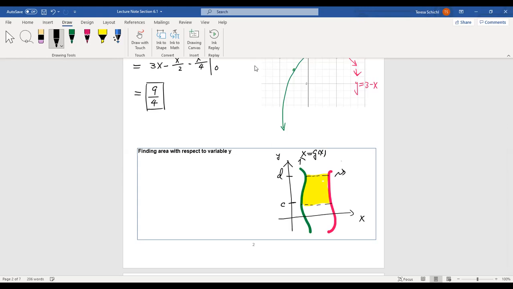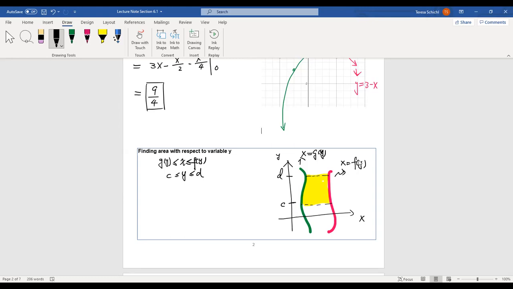Then this one here is x equal to what? f of y, right? So now x is a function of y, and we know that f of y is always greater than or equal to g of y here. So now let's take a look. How do we write this one? That means x is now between these two functions, g of y and f of y, and the y boundaries here are from c to d.